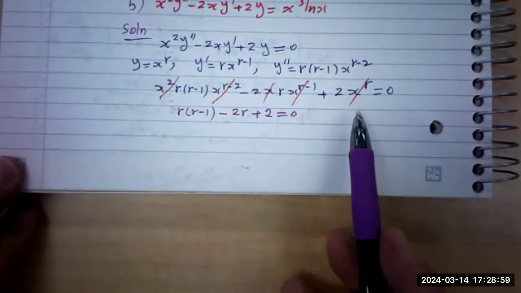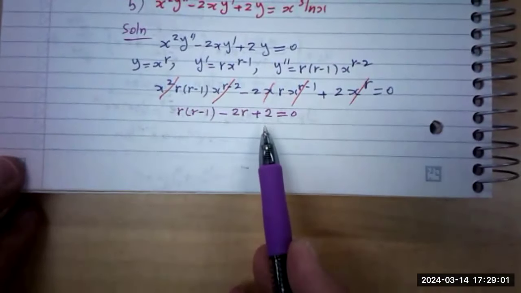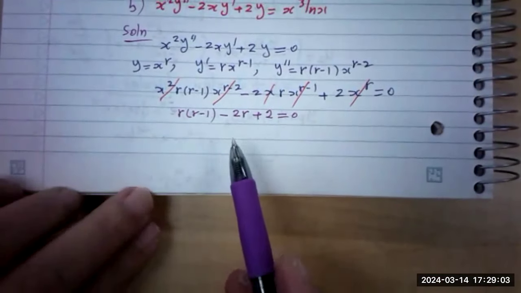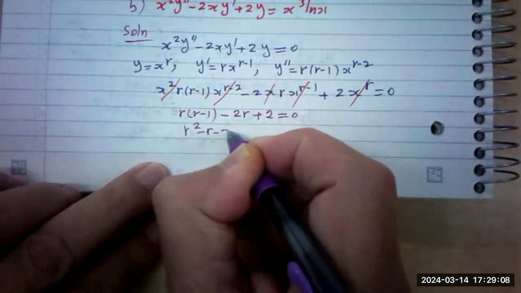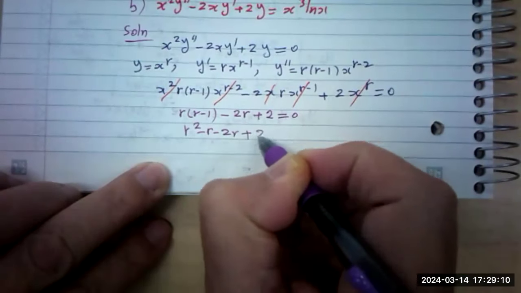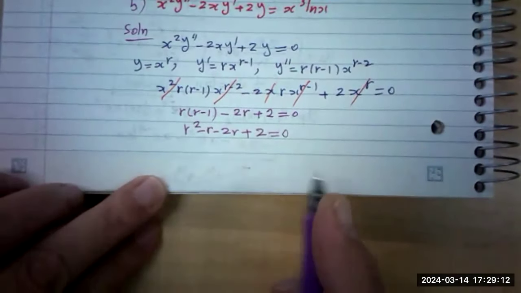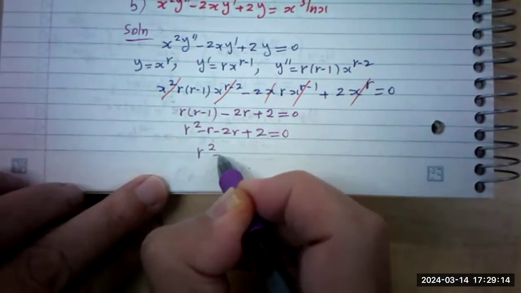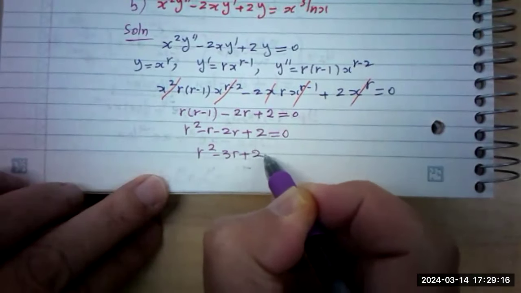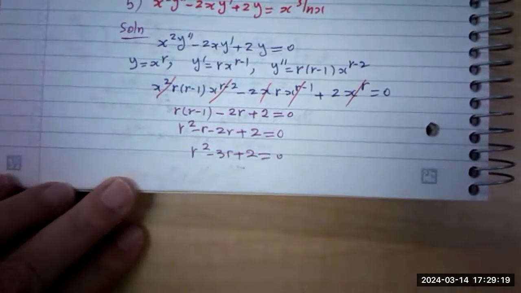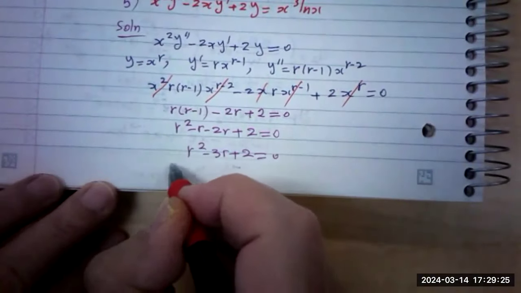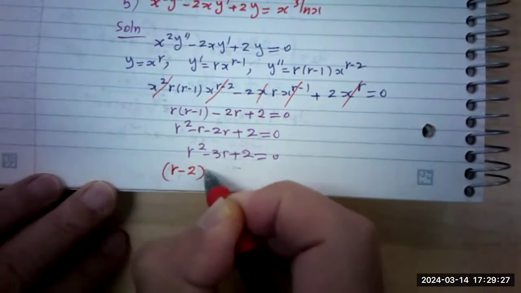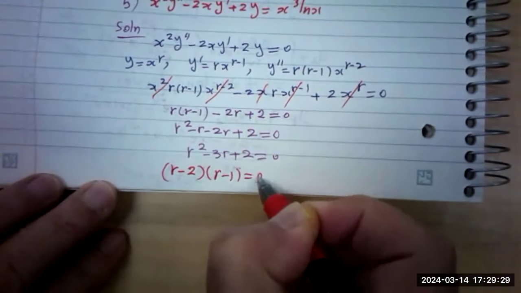So the x's disappear. You multiply this out, combine the like terms, and solve the resulting equation. It's going to be r squared minus r minus 2r plus 2 equals 0. Combining like terms, r squared minus 3r plus 2 equals 0. Again, an easy equation to solve. We get two real solutions, so this is (r minus 2) times (r minus 1) equals 0.